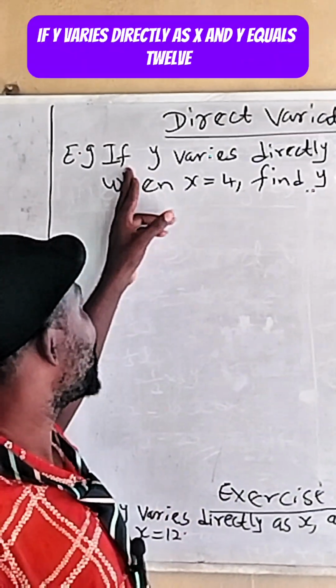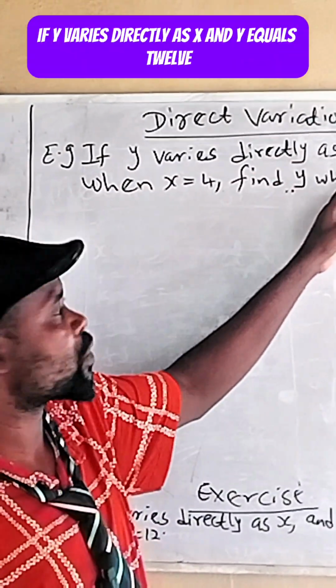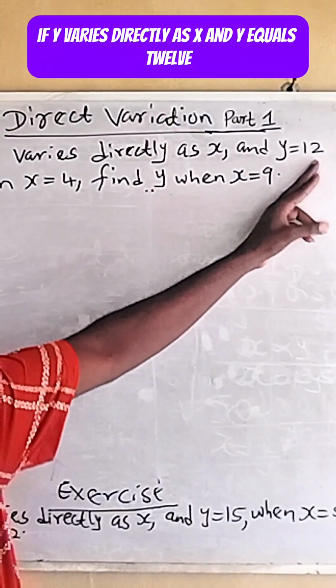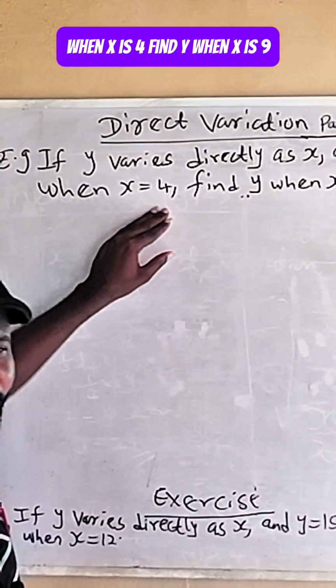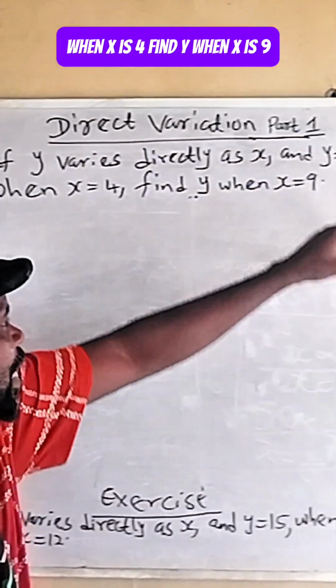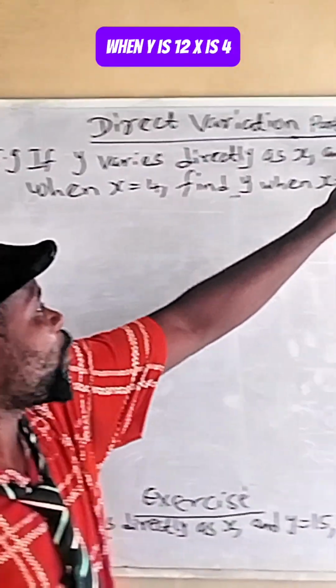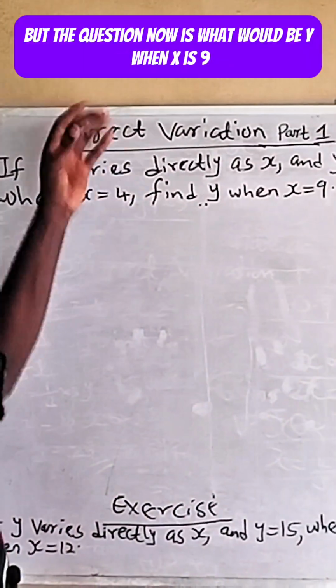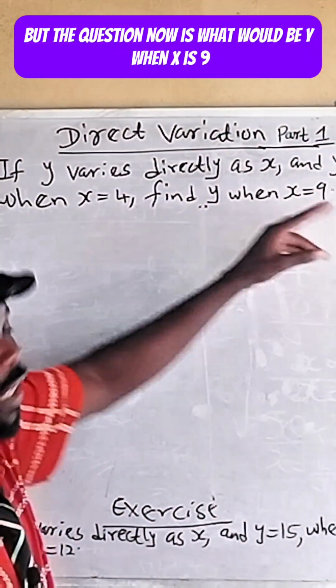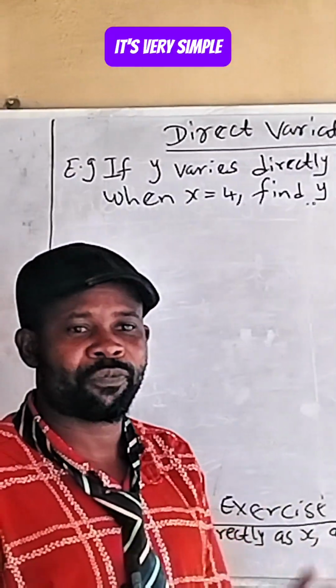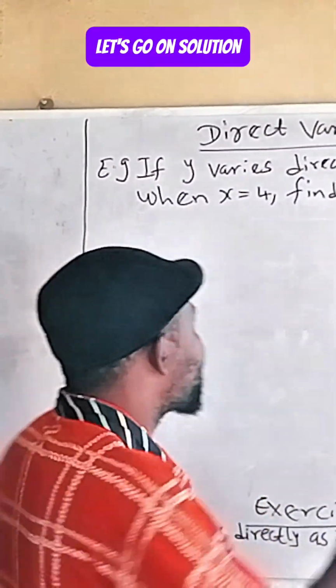Here's the question. If y varies directly as x and y equals 12 when x is 4, find y when x is 9. When y is 12, x is 4. But the question now is, what will be y when x is 9? It's very simple. Let's go on.